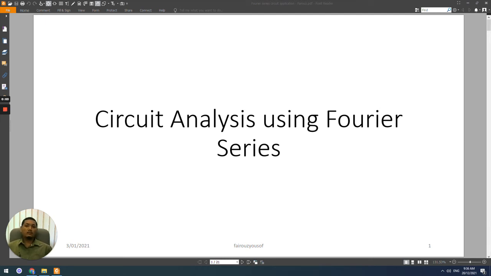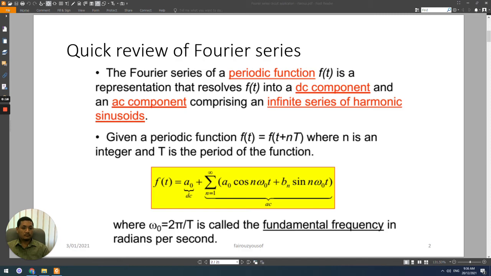Okay, so in this video we will look at how we apply Fourier series into analyzing a simple RLC circuit. So, quick review of Fourier series. We know that a Fourier series is basically a function f(t), and it is a periodic function, a function that has a repetitive waveform, and it contains DC component and AC component.